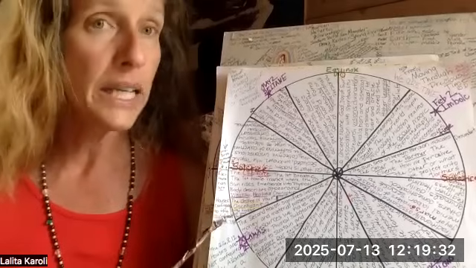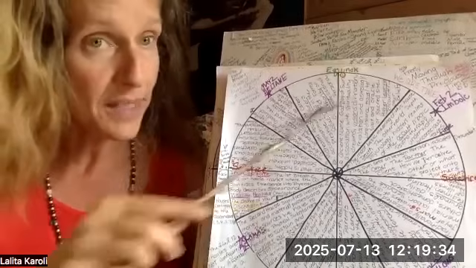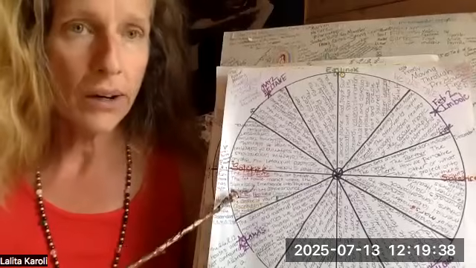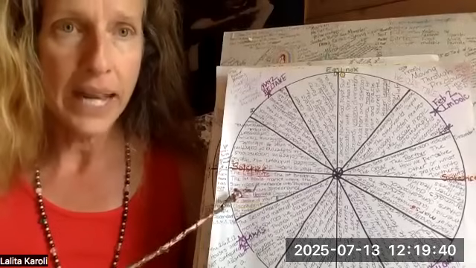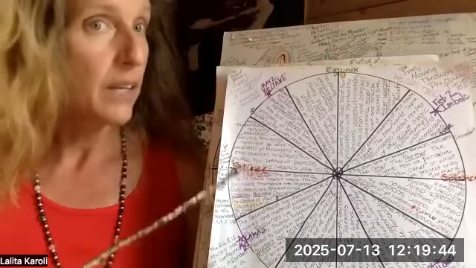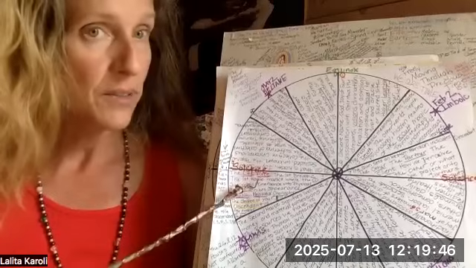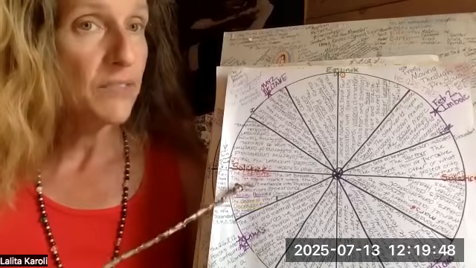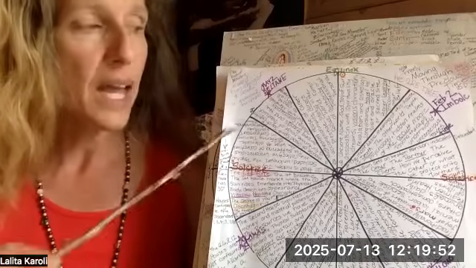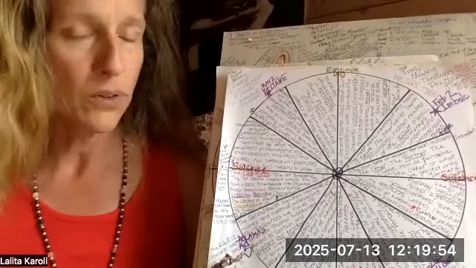And then finally, what house it's in determines where you apply that planet and that sign. So if you have Venus in Virgo in the first house, that's a very different application than Venus in Virgo in the fifth house. And that is why the houses are important.